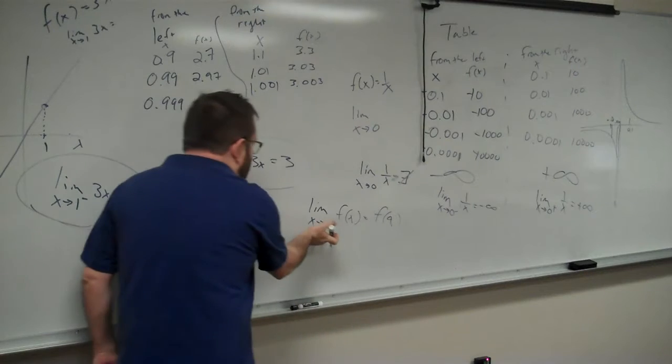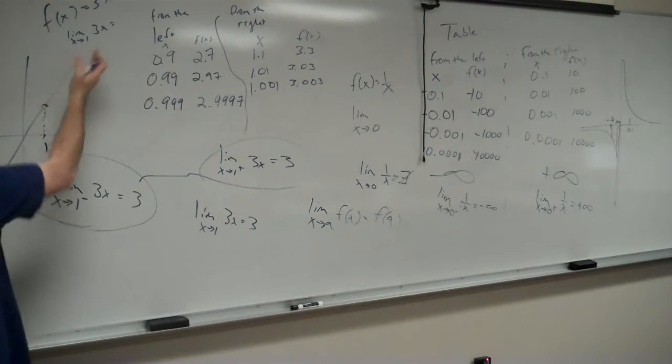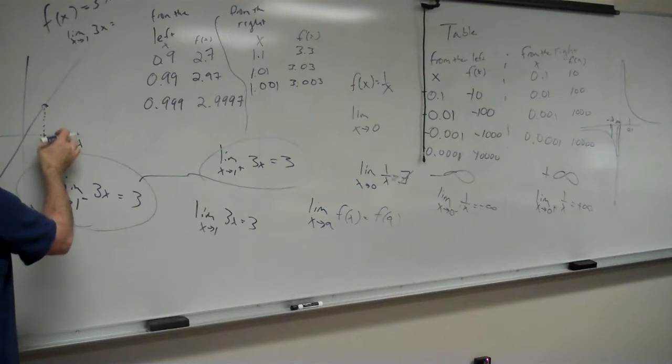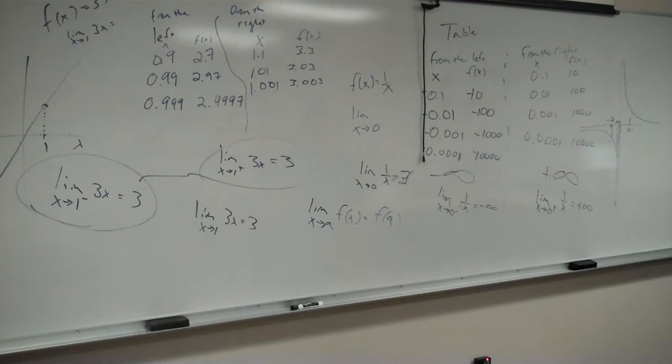Like here, we were approaching 1. The function doesn't do anything weird. So the limit as it approaches 1 will just be f of 1. f of 1 was 3. If the function isn't doing anything weird, the whole idea of limits is not hard. Okay? And in practice, most of the time in calculus, the limit won't be hard because there won't be anything weird going on. The function will be nice and continuous and so on.